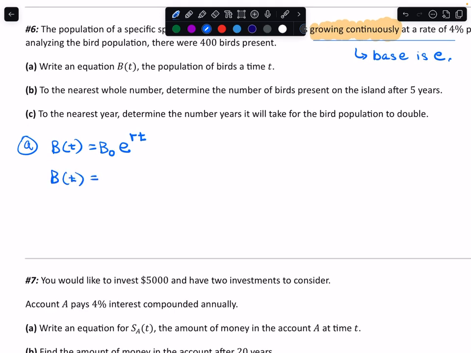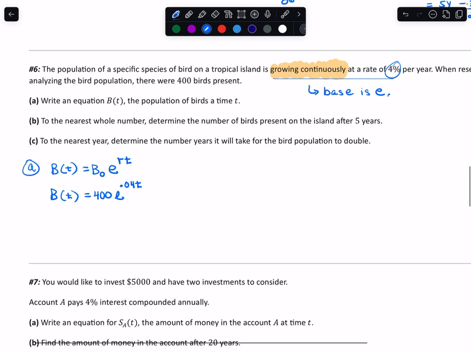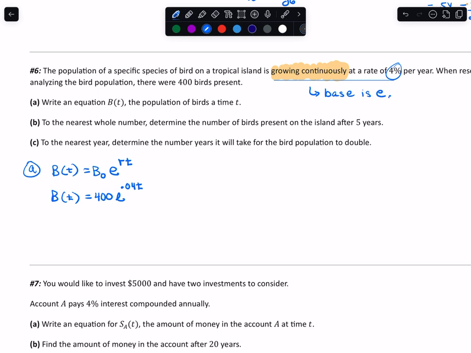So what's B sub 0? 400 birds present initially. E to the, what's r? It's this percentage as a decimal, so that's 0.04t. That's it for part A. That is the model. I just came up with it. I'm done. B, to the nearest whole number, determine the number of birds present on the island after 5 years. Okay, I mean, that's kind of a natural question.